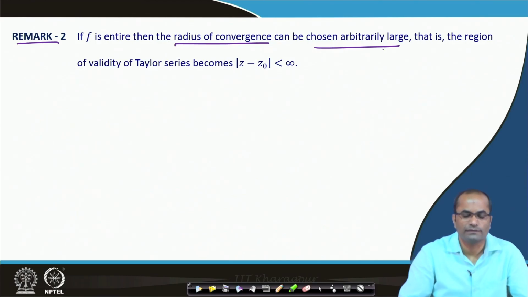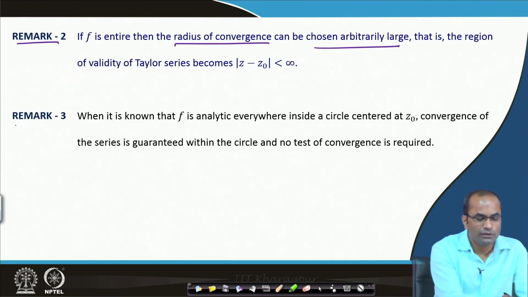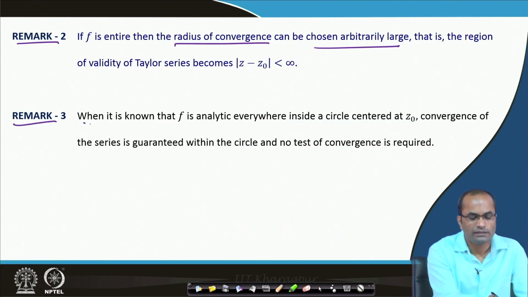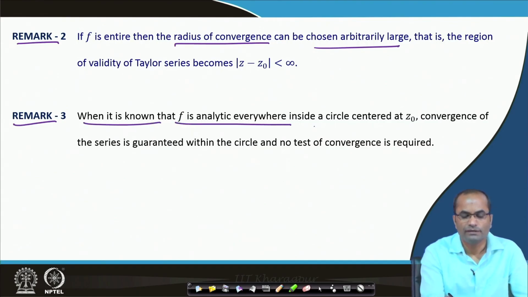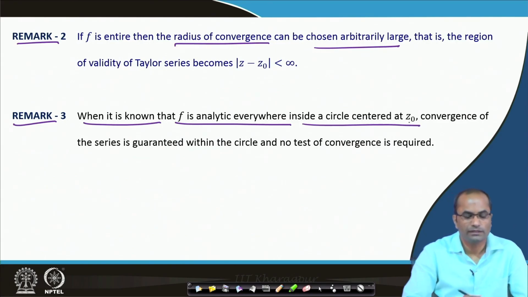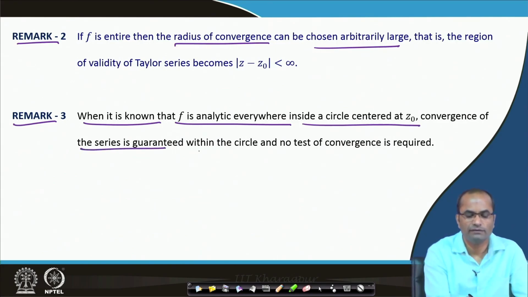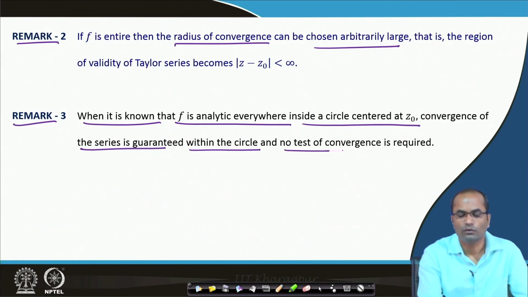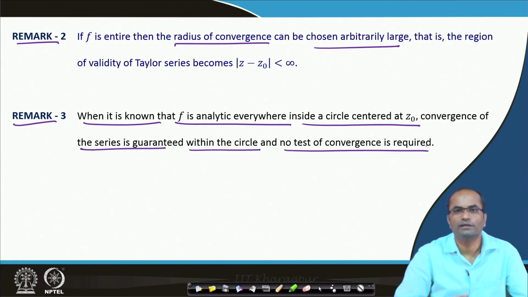and then we can write down its Taylor series, which must be valid for all z. Okay, so another remark: when it is known that f is analytic everywhere inside a circle centered at z0, the convergence of the series is guaranteed within the circle and no test of convergence is required. Indeed, we do not have to test the convergence for this series. That is already a proven fact: if we are in the region where f(z) is analytic, then we do not have to prove the convergence.